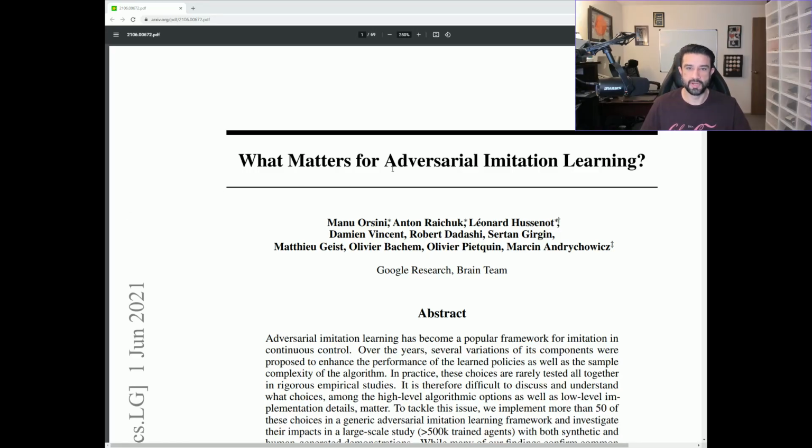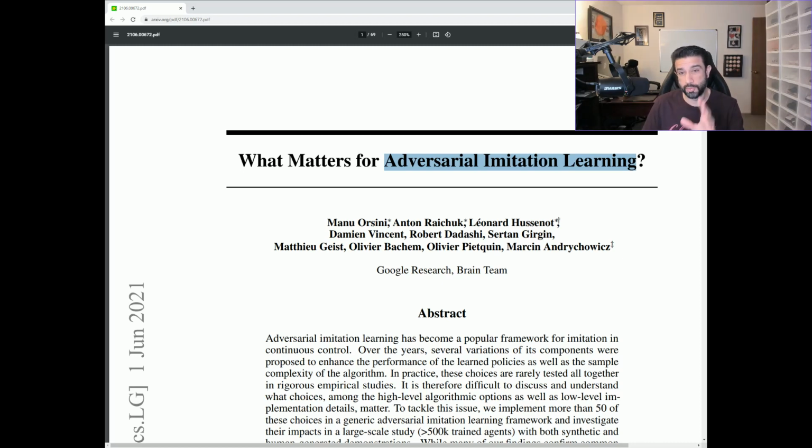What matters for adversarial imitation learning? Now, you've just gotten sent this by a colleague, or you are brand new to the field, and you're probably looking at this like, what is adversarial imitation learning? Well, let's start right there. Adversarial imitation learning. You can do two things.